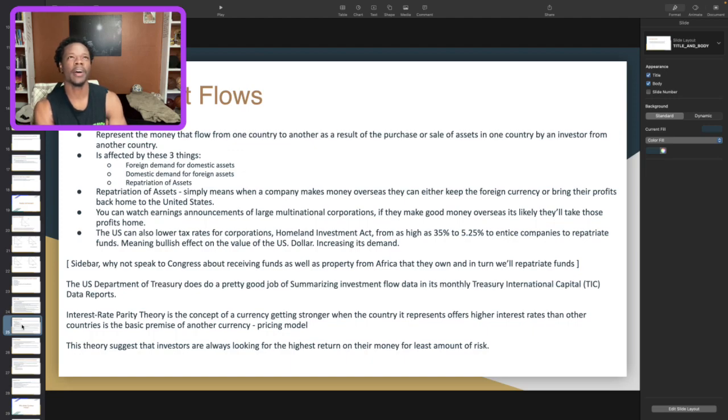Like, I know Elon Musk, with Tesla, he has, let's say, for example, Tesla factories in China. He'd be making his money essentially from China, right? And he can either keep the Chinese money that he's making there, or he could bring his profits back home to the United States. And essentially, by him bringing business back home to the United States, they make money.